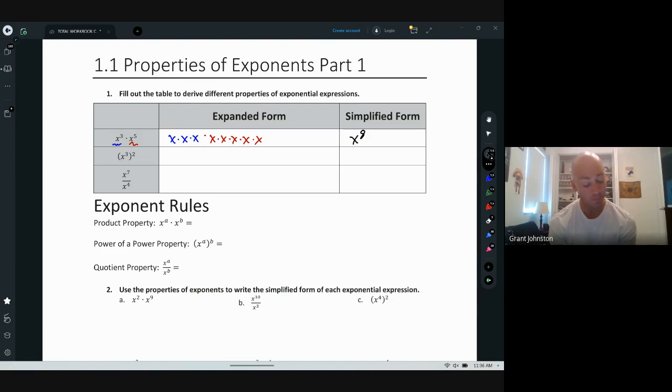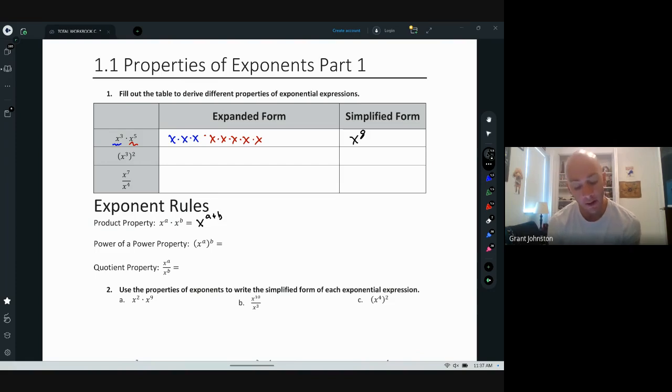So the exponent rule for something like this, when you have 2 exponential terms with the same base, would be to add the exponents. So the rule here is we do the 3 plus the 5 and get x to the 8. So I'm going to put a little rule down here. It says the product property. If I have x to the a times x to the b, it's just x to the a plus b. That would be the exponent rule.